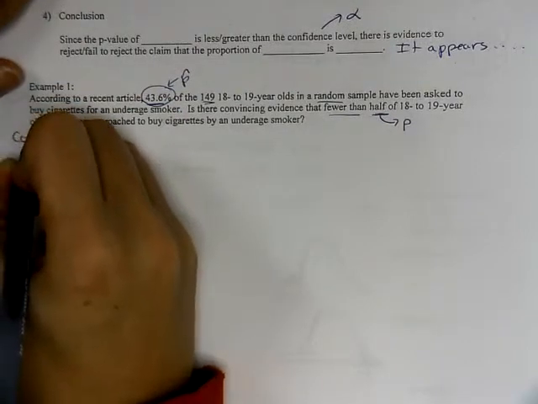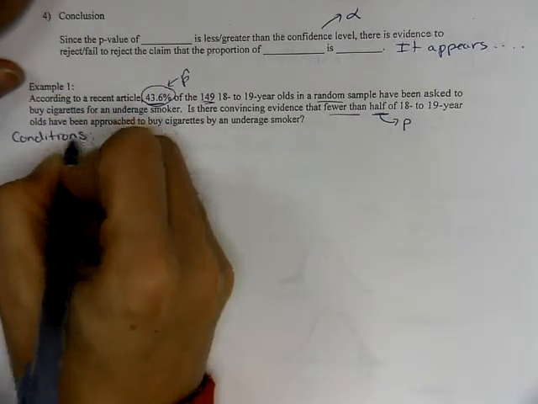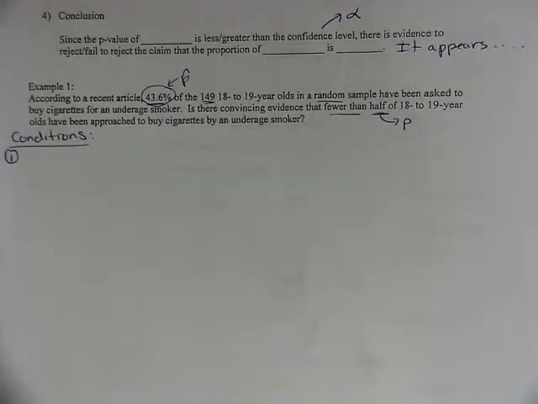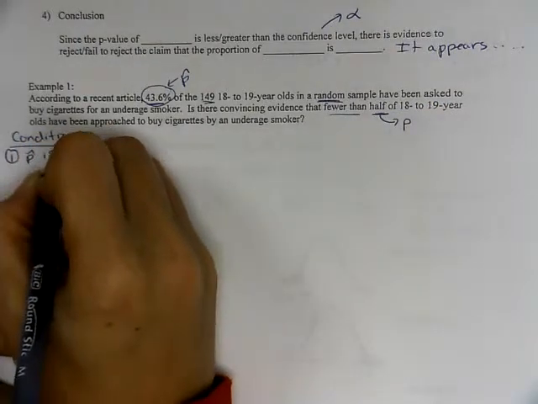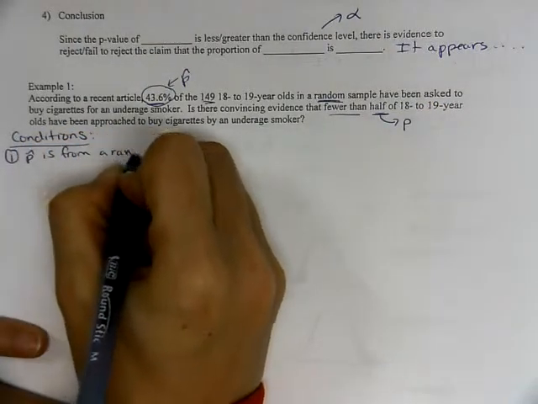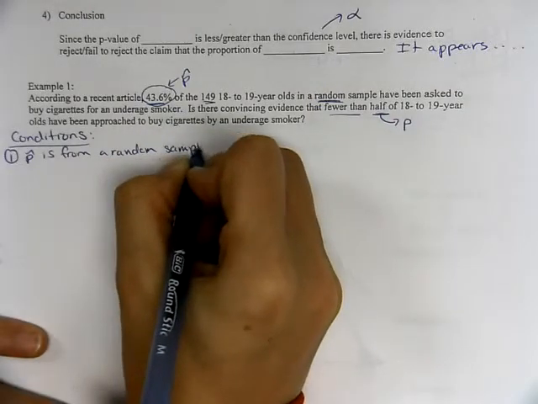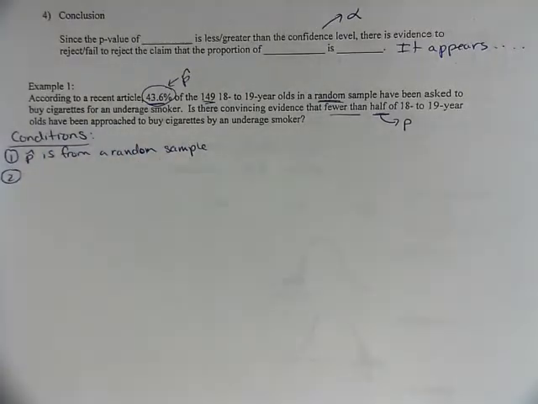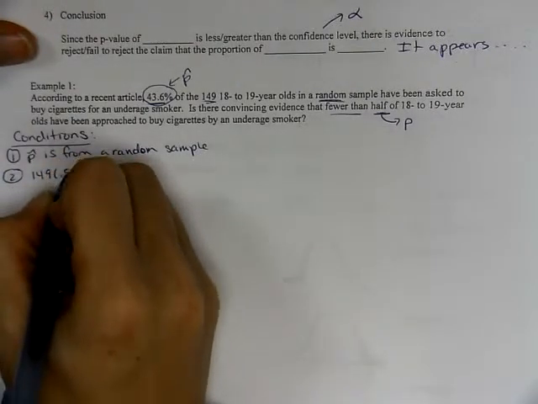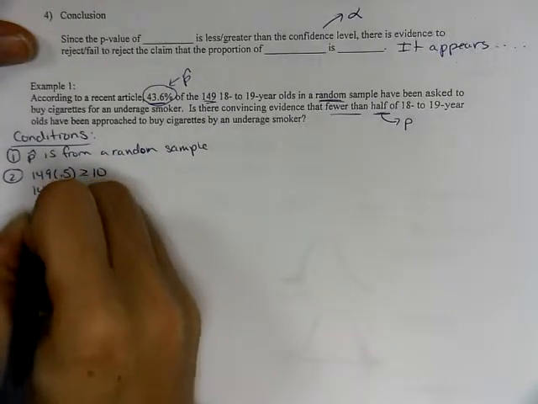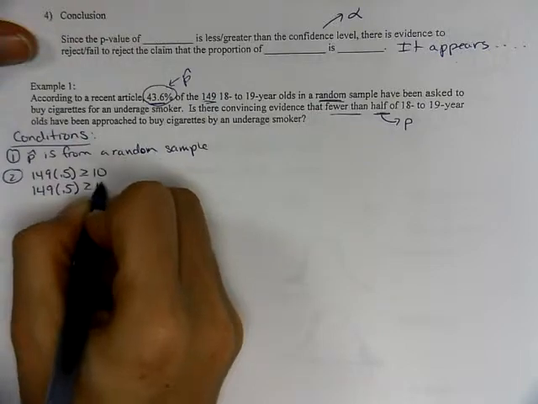So let's start with the conditions. So number 1, do we have a random sample? Yes. So p hat is from a random sample. Now, here's where things get tricky. Condition 2, you're checking n times 0.5, not 43.6. Okay, it's always n times p. So we're going to do 149 times 0.5 has to be greater than or equal to 10, and 149 times 0.5 greater than or equal to 10.